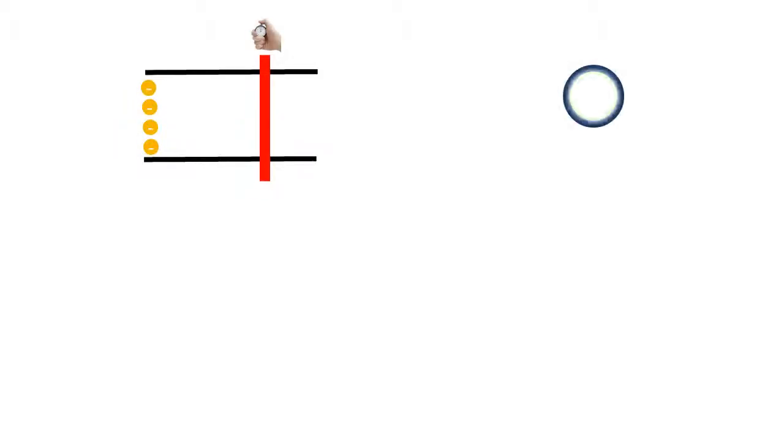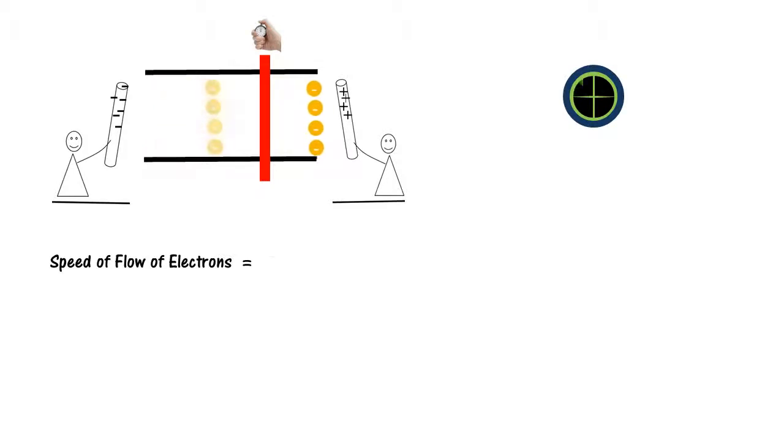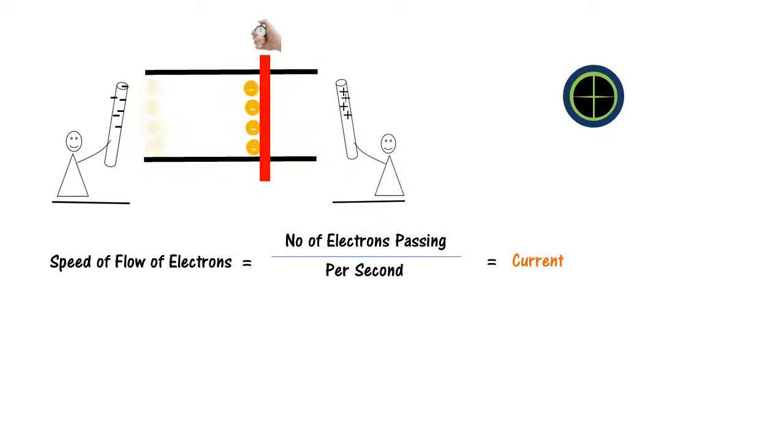Now consider putting a stopwatch and a finish line and measuring the number of electrons that are flowing through this red line in 1 second. So we put the negative charges and the positive charges to start pushing the electrons, and we measure the number of electrons flowing through the red line in 1 second. So the speed of flow of electrons is the number of electrons passing the red line in 1 second. And this is known as current.